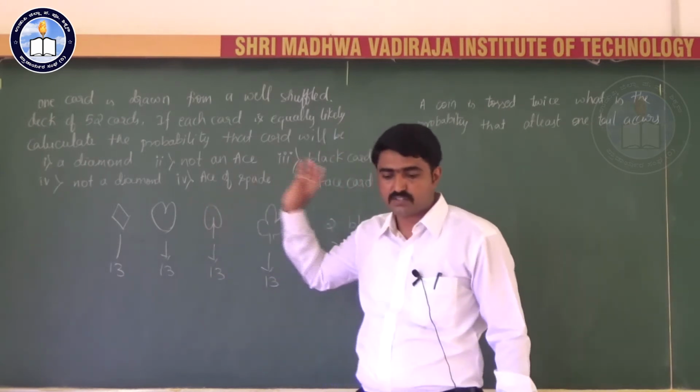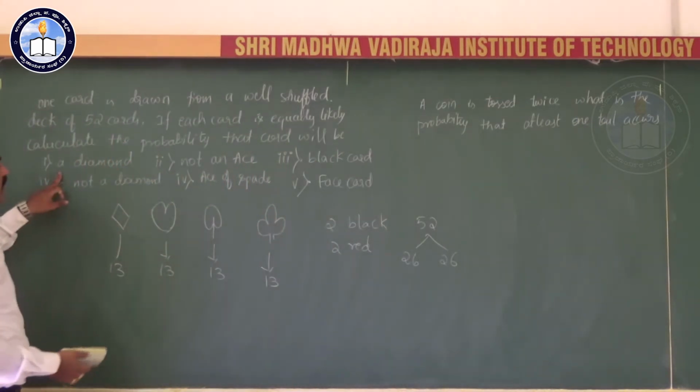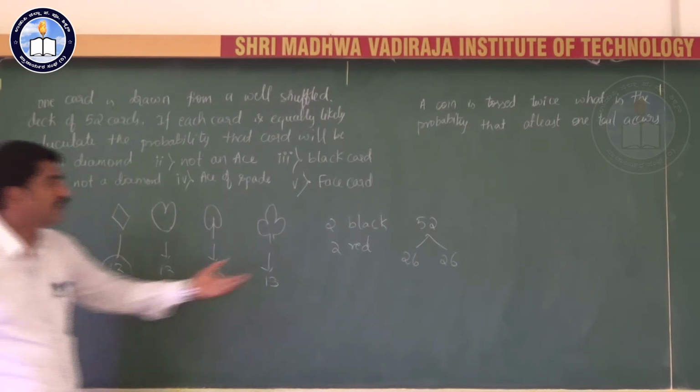So this is about the structure of a deck of 52 cards. Now what is the probability of getting a diamond? How many diamond cards will be there? So definitely there are 13 diamond cards. Out of how many? 52.